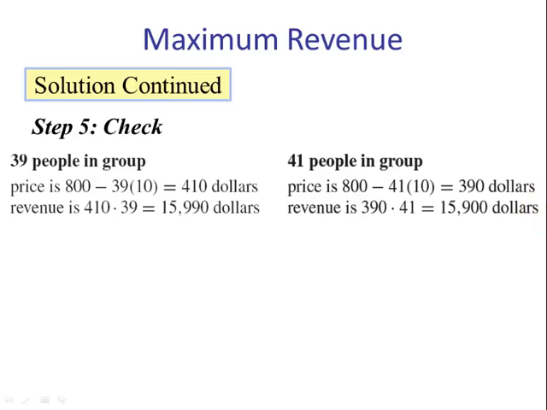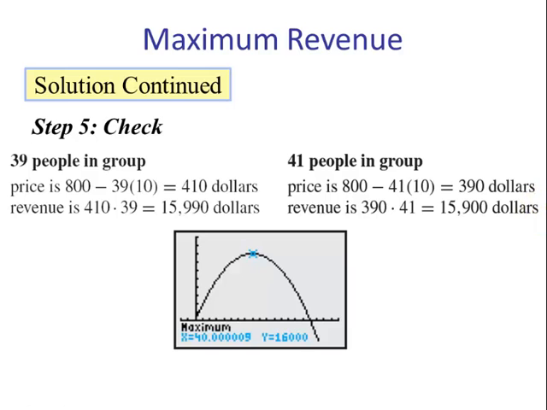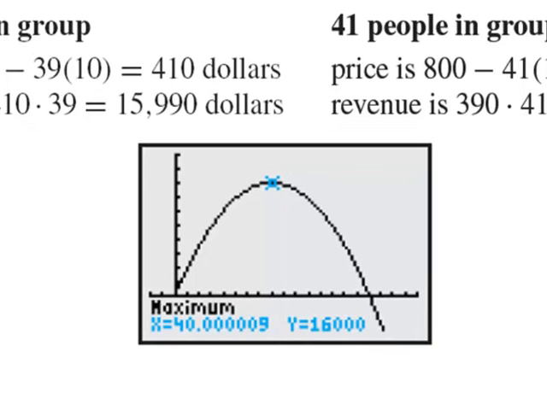To verify it using the graphing calculator, we can use our maximum feature, and we see when x is 40, y is 16,000. So when n is 40, the maximum revenue will be $16,000.